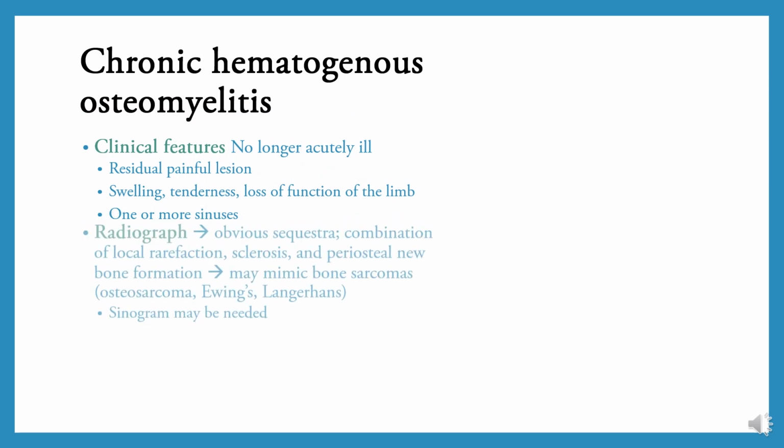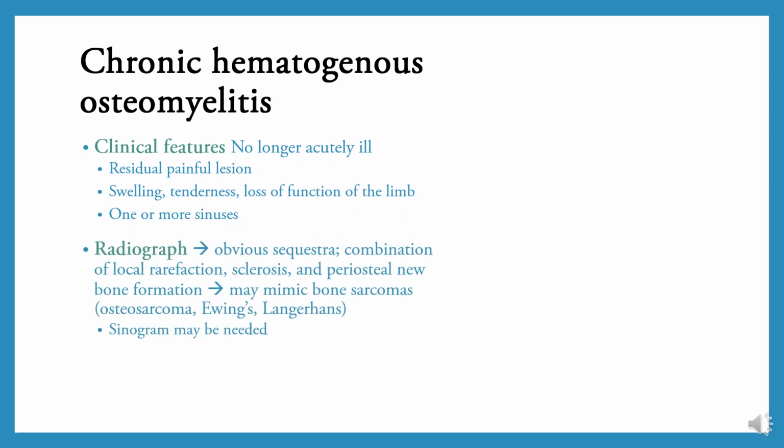Clinical features: the patient is no longer acutely ill. There is a residual painful lesion, swelling, tenderness, loss of function of the limb, and one or more sinuses. In radiographic changes, there are obvious sequestra, a combination of local rarefaction, sclerosis, and periosteal new bone formation. For the lab findings, there is a persistent anemia and elevated ESR.